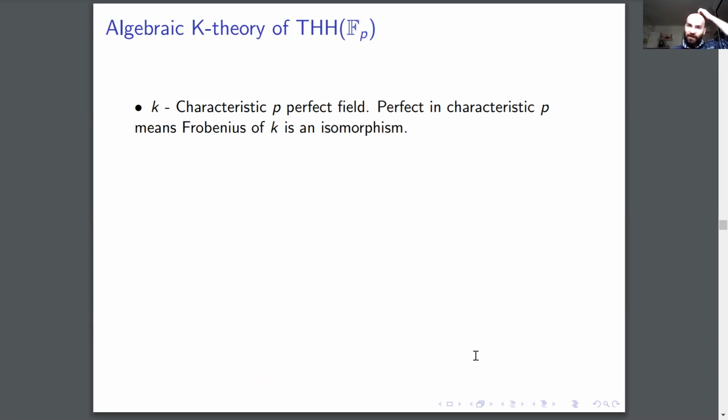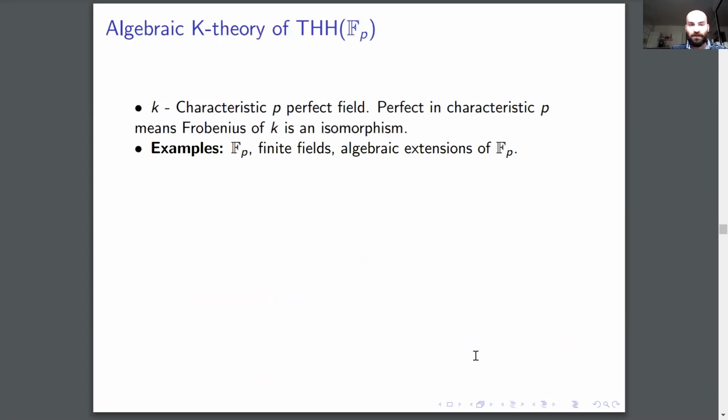Okay, now I'm getting ready to give you our main result. From now on, K will denote a characteristic P perfect field. Perfect in characteristic P means that Frobenius of K is an isomorphism. Examples of this are: FP is a perfect field of characteristic P. Finite fields are all such examples. Algebraic extensions of FP are, again, perfect fields of characteristic P. Bökstedt periodicity still works in this situation. Topological Hochschild homology of K is K[x] as before.